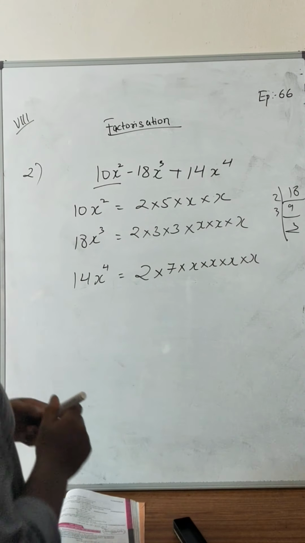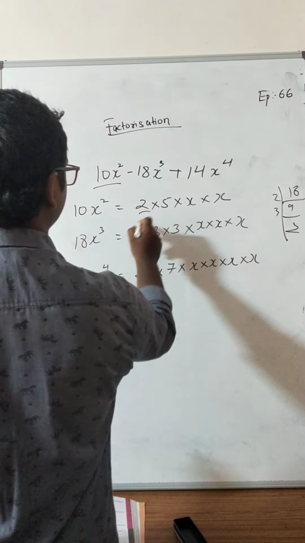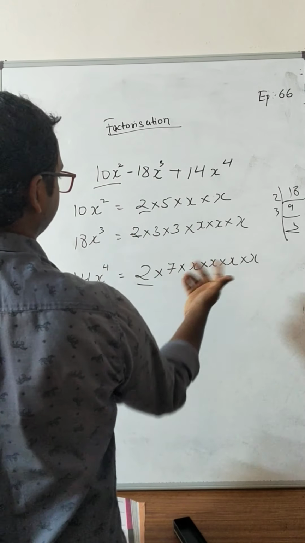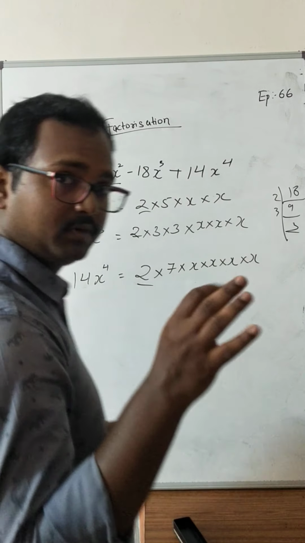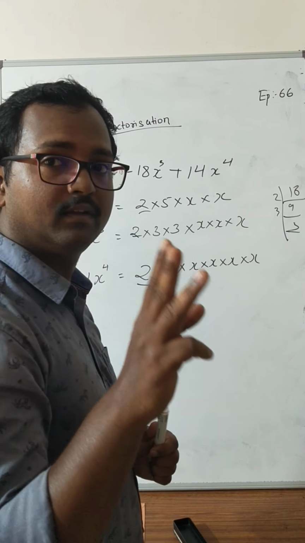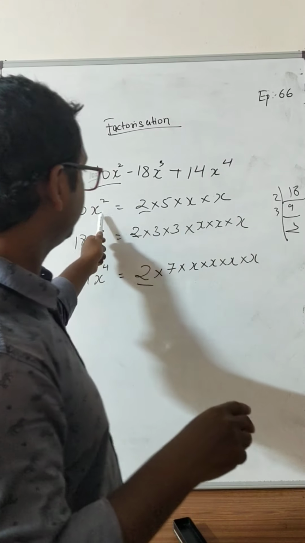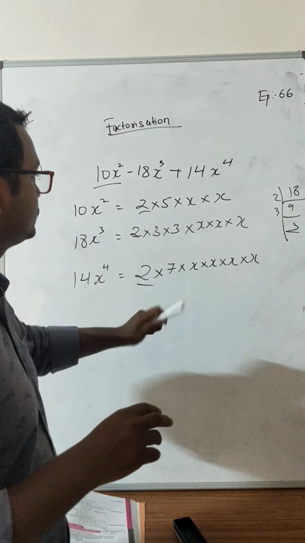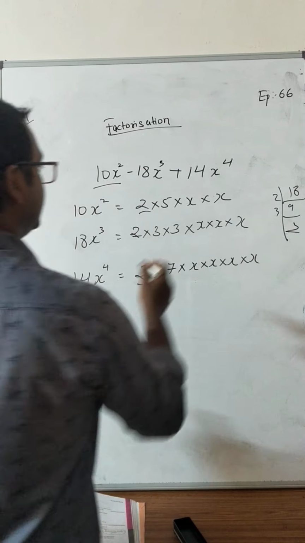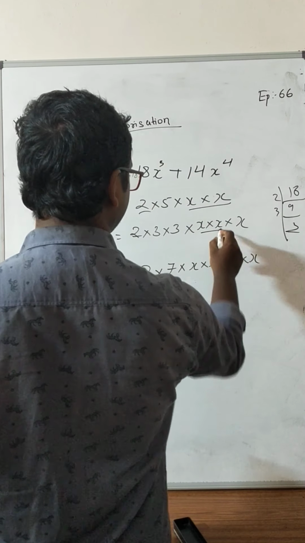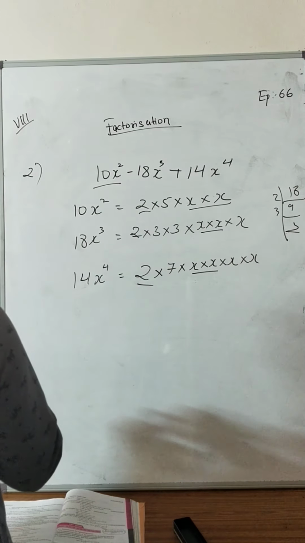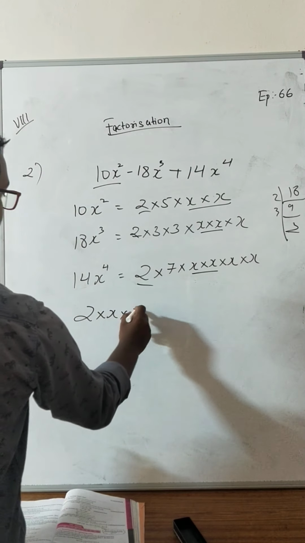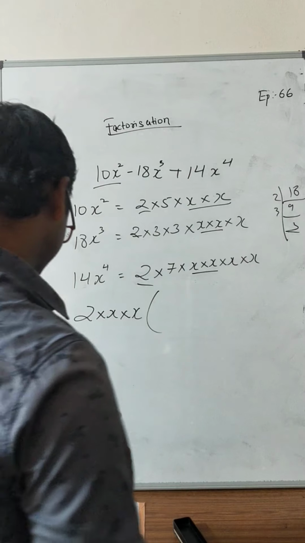Okay, now let us take the common values. 2, 2, 2 is common. 5, no 5, no 5. Okay, it should be common in all the three terms. It should be common for here, here and here. 2 is common, 5 is not there, 3 is not there. Next, x, we have x, we have x, we have x. So the common we are getting is 2 into x is our common value.